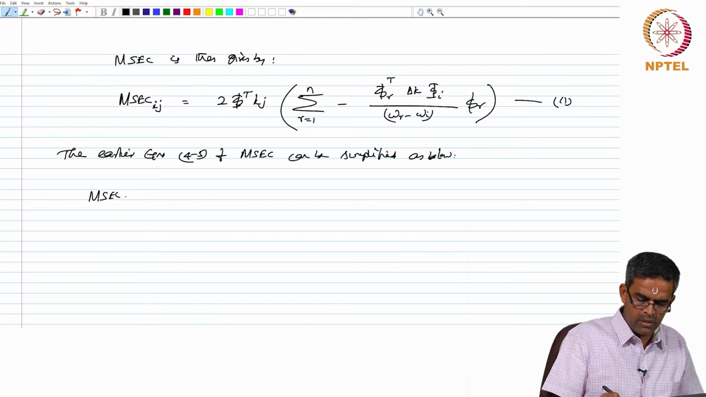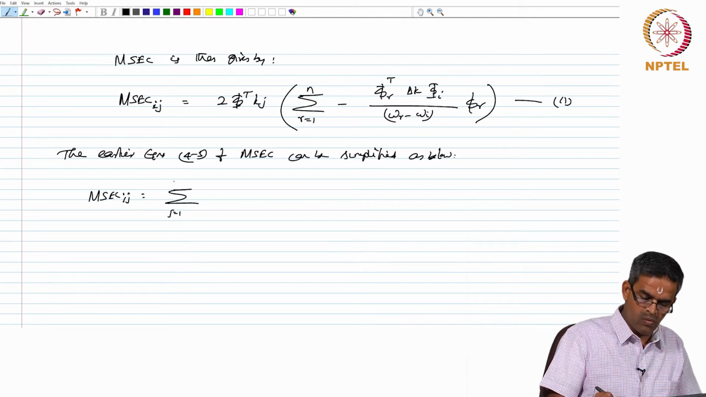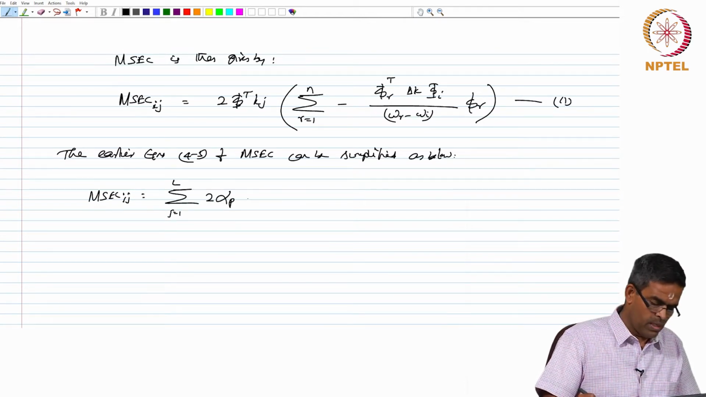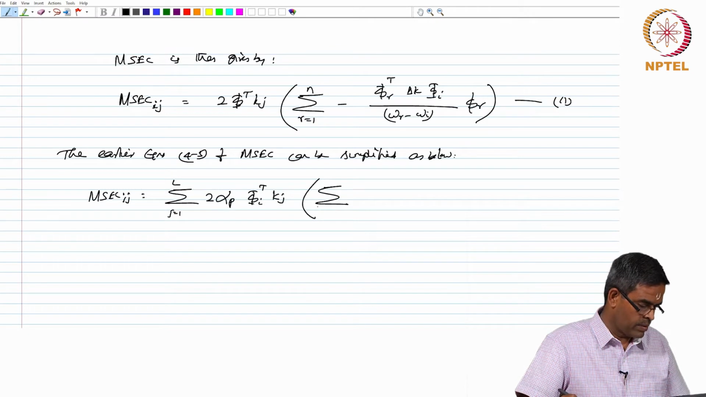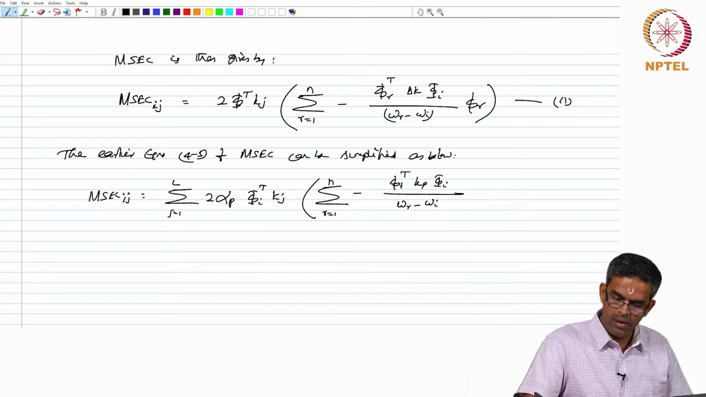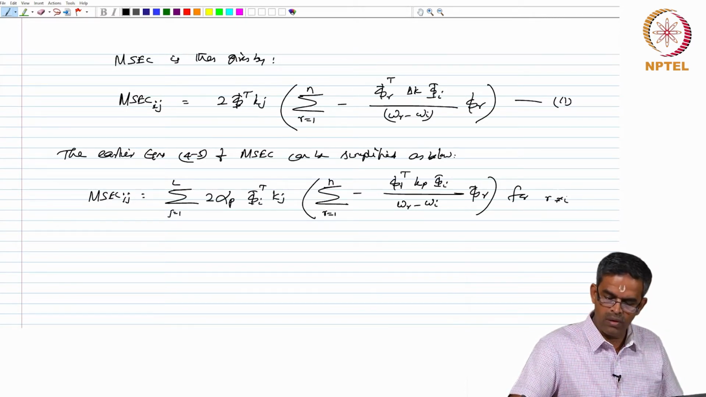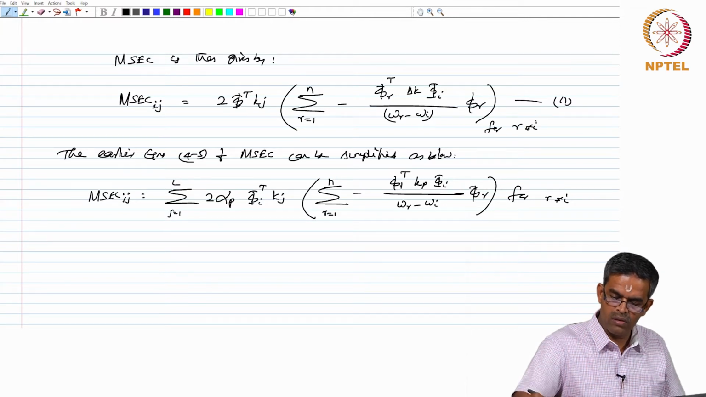Modal strain energy correction Ij is summation of p equals 1 to L, 2 alpha p, phi I transpose Kj, summation r equals 1 to n, phi r transpose Kp phi I by omega r minus omega I of phi r, for r not equal to I. This is equation 12.